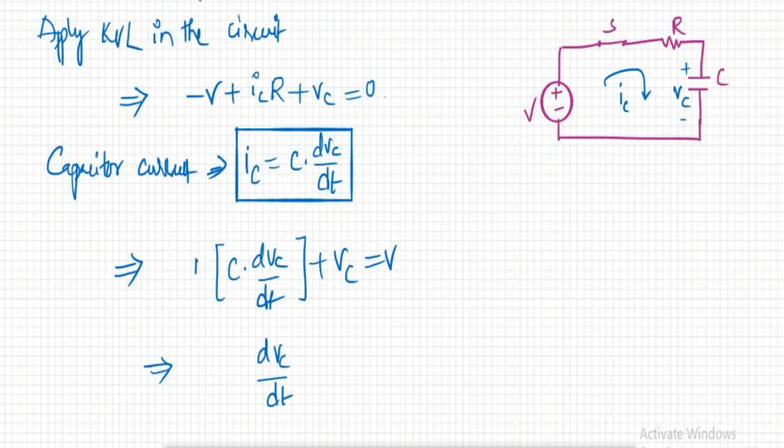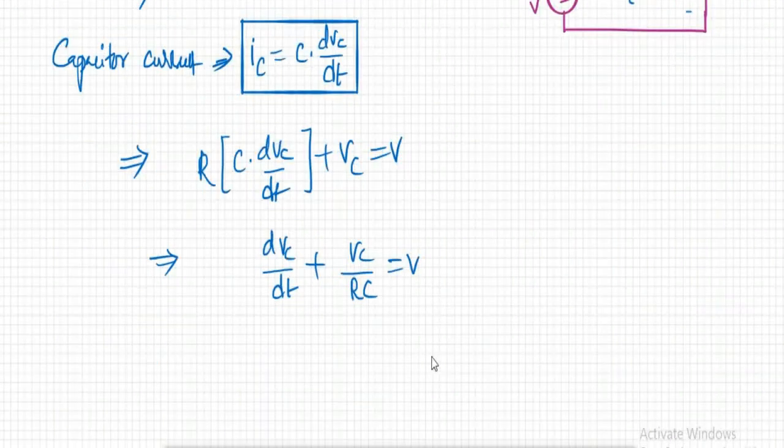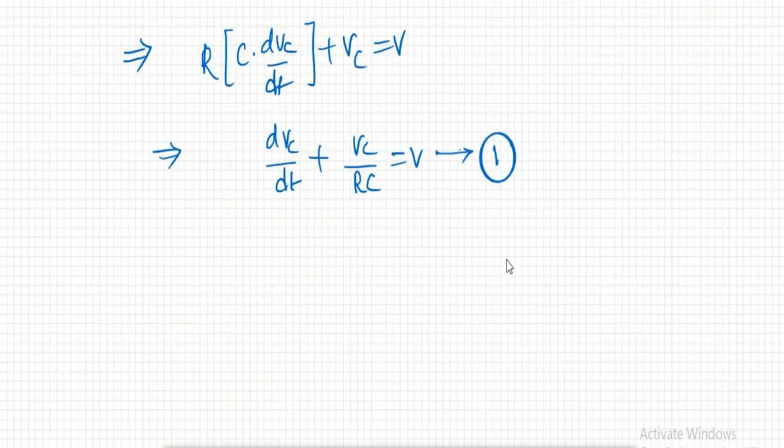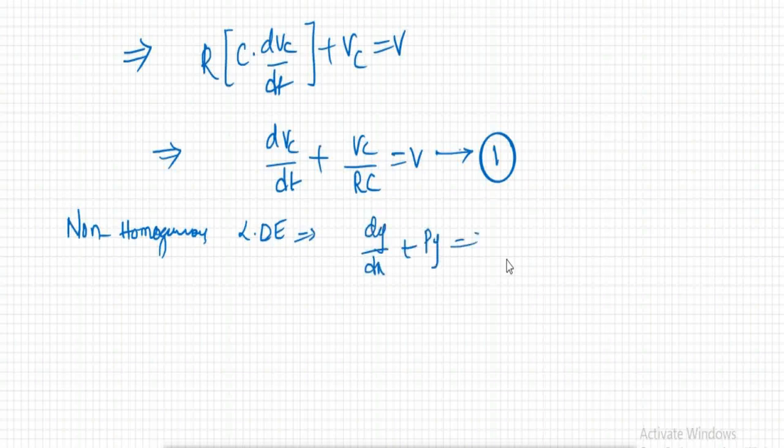Here you will be having R, right? So the plus Vc by Rc should be equal to V. If you observe this expression 1, that is similar to our non-homogeneous linear differential equation, which is nothing but dy by dx plus p into y equal to q. So let us assume this as equation star. We can compare equation 1 and equation star here.